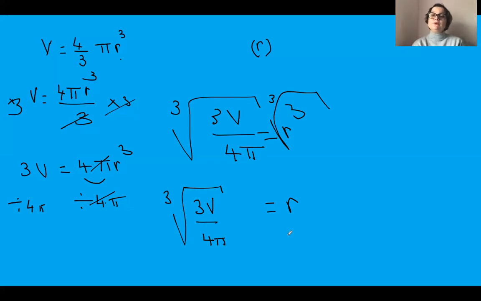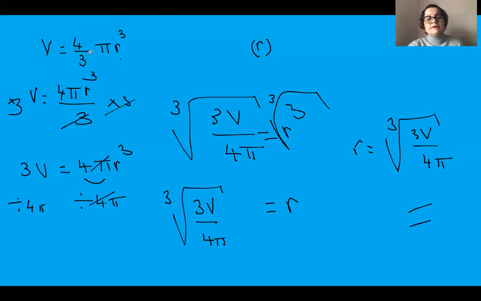You can swap the sides. So if you want r to appear on the left-hand side, it's absolutely fine. So r equals the cube root of 3v over 4 pi. All right, just like that. So remember, if you have a fraction that multiplies a whole term, then you can put everything, the whole term and the numerator, under the same numerator. It's exactly the same thing. So this was the last example.